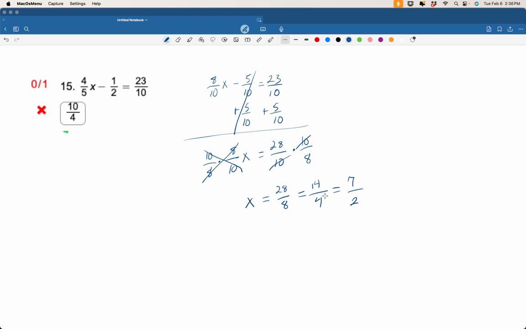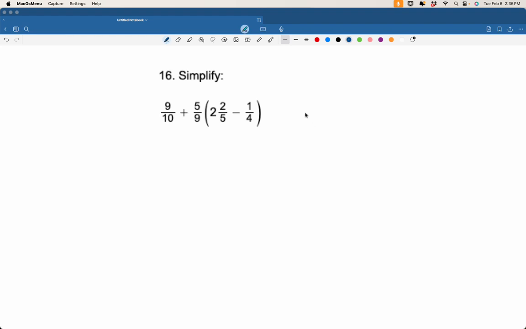So we reduce the fraction all the way down until we can't reduce it anymore. And then this would be our final answer for this problem, 7 over 2. All right, let's look at, you had another one. All right, this is the next one.